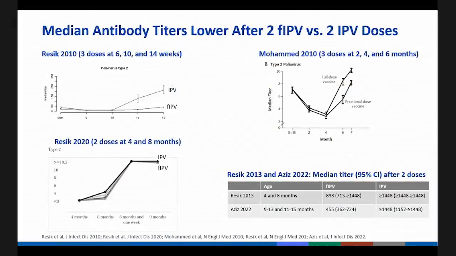Here we're looking at median antibody titers and mean titers. And regardless of age at administration, all studies show that 2 fractional doses result in lower peak titers compared to 2 full doses. And the differences in peak titers were statistically significant in most of these studies.